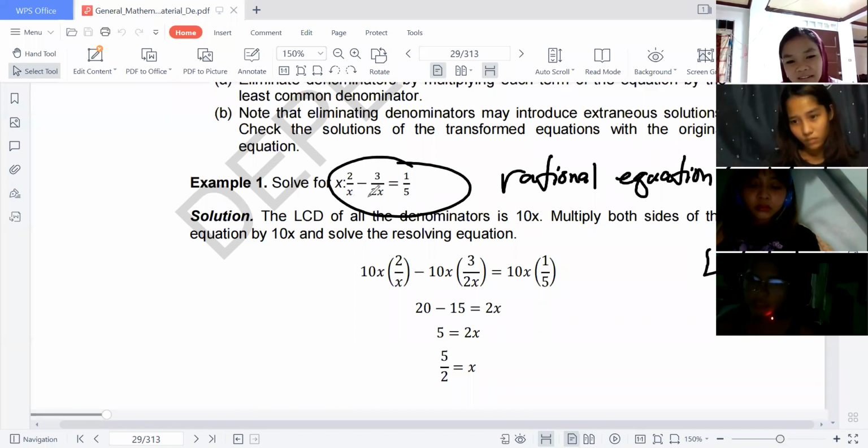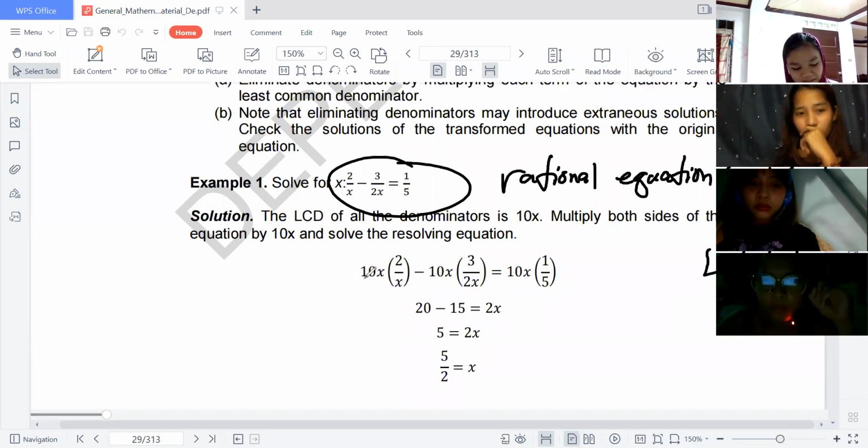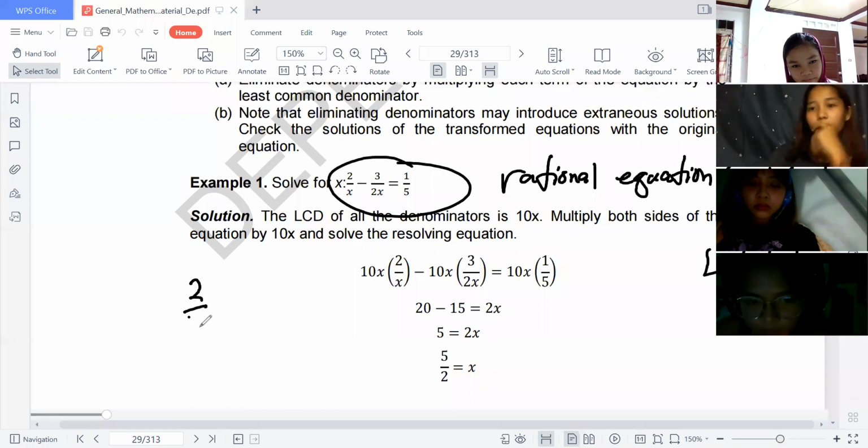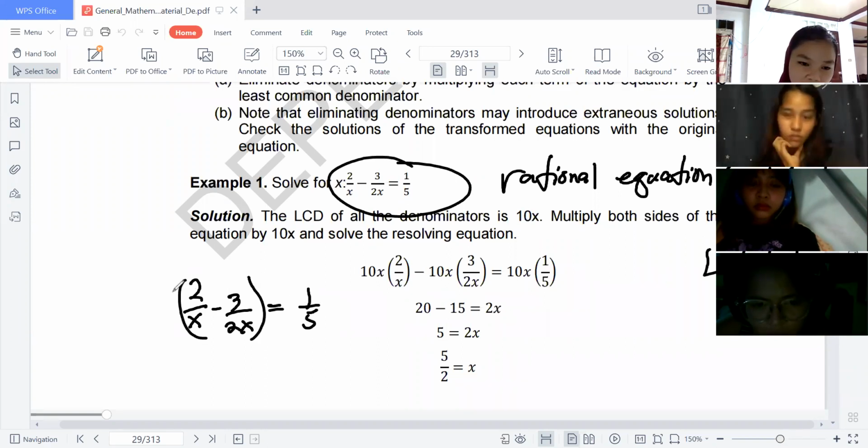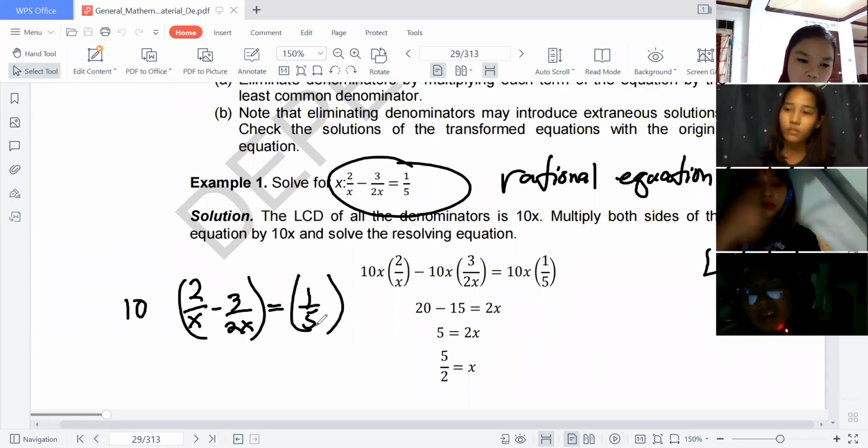If you look at all of the denominators, class, you have 1, 2x, and 5. Among the numbers, you have 1, 2, and 5. The LCD among those numbers is 10, right? That's why you write 10 here. Actually, what we did, class, from 2 over x minus 3 over 2x equals 1 over 5, is multiply by the LCD. The LCD is 10, right? Among these numbers 1, 2, and 5, the LCD is 10.